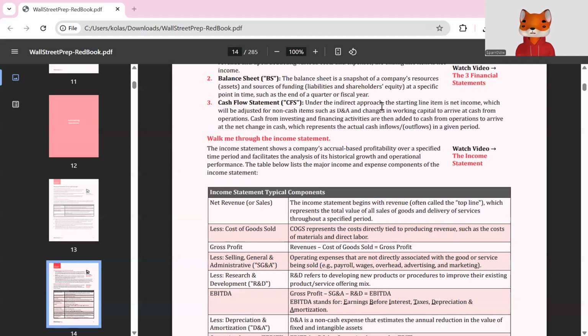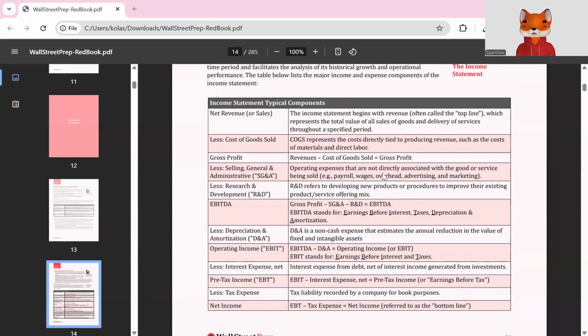So, what are the items present in an income statement? The income statement shows a company's accrual-based profitability over a specified time period, and facilitates the analysis of its historical growth and operational performance. If you see the table below, it lists major income and expense components of an income statement.